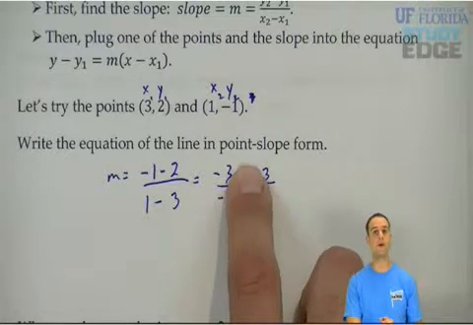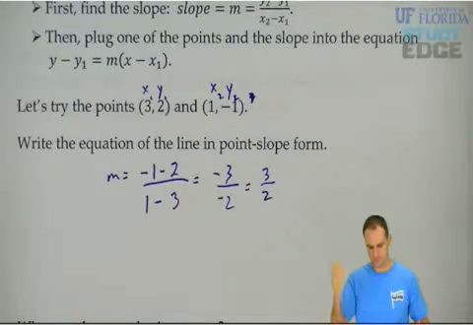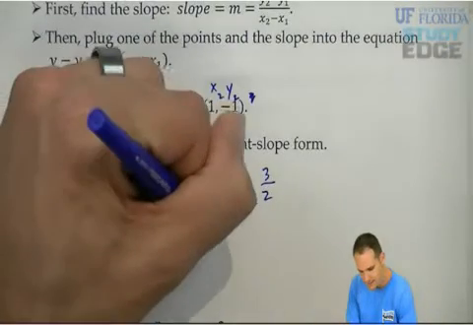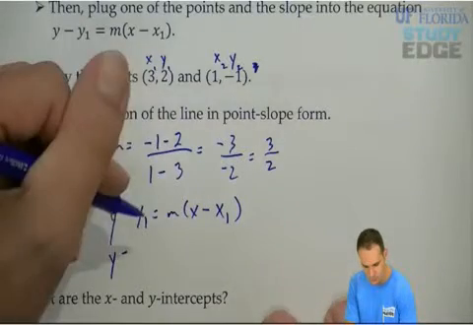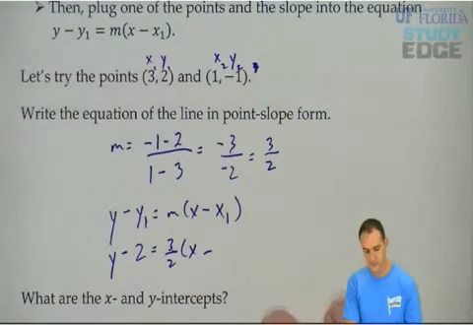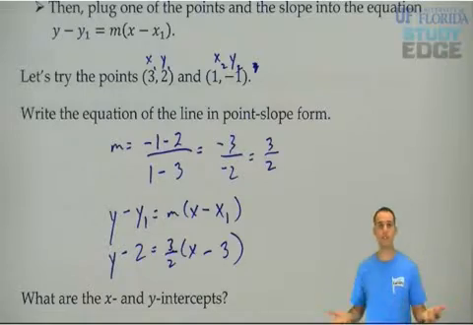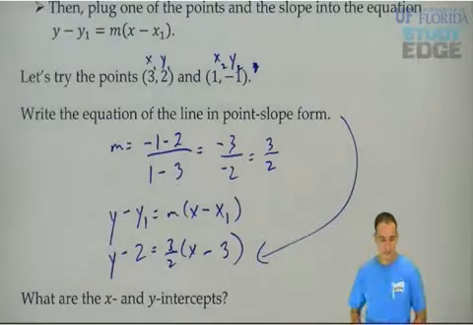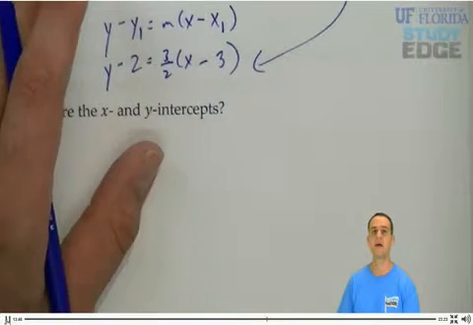Now, for point slope form, you've got the slope, and you pick either point, it doesn't matter. I'll pick the first point. y minus y1 equals m times x minus x1. y minus my first y coordinate, 2, equals 3 halves, x minus my x coordinate. And that's all they want, so if you need the equation in point slope form, well then you would be done. But now they want the x and y intercepts.